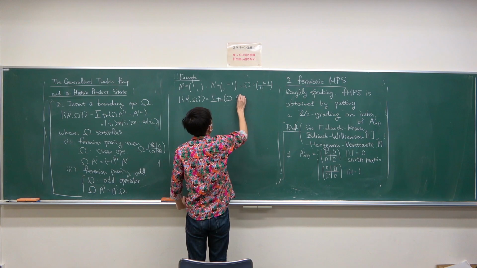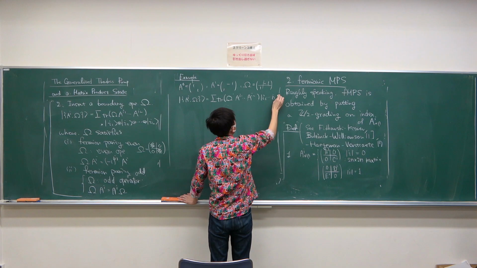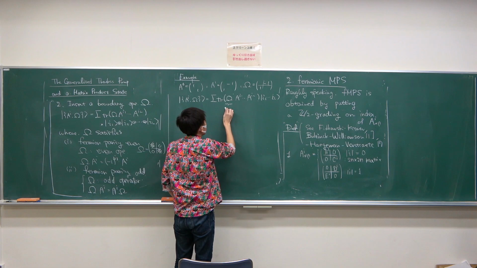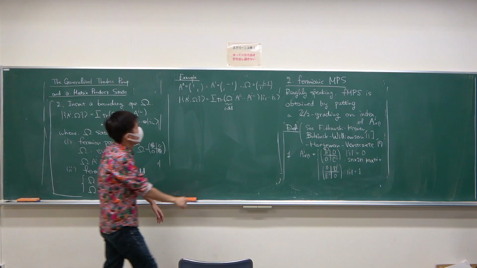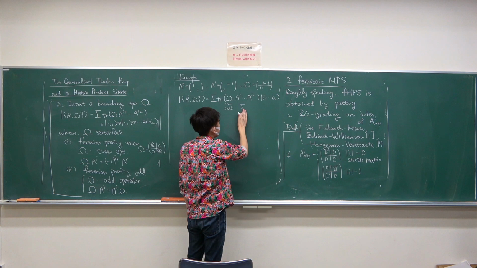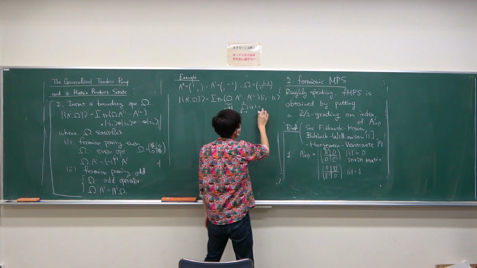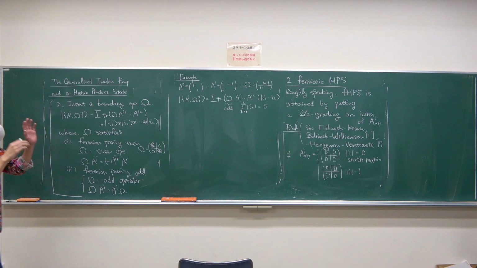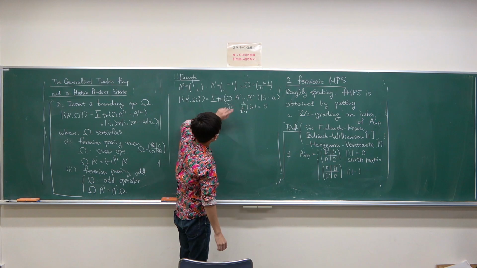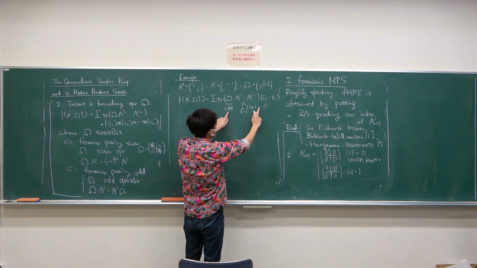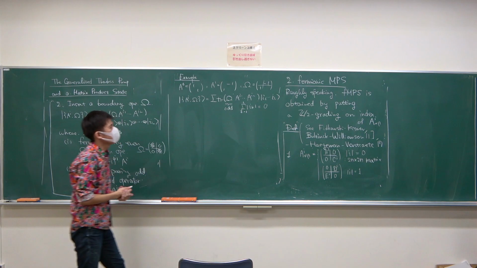And here is the state. In this example, the boundary operator has an odd degree, odd grading, and the product of A_{i_1} to A_{i_L} has an even degree. That means the summation of the degrees of i_k, for k from 1 to L, is even. If this is 1 and this is 0, the grading is odd and the grading is even, then the total degree of this, omega times A_{i_1} to A_{i_L}, has a total degree odd, because odd times even has an odd degree.